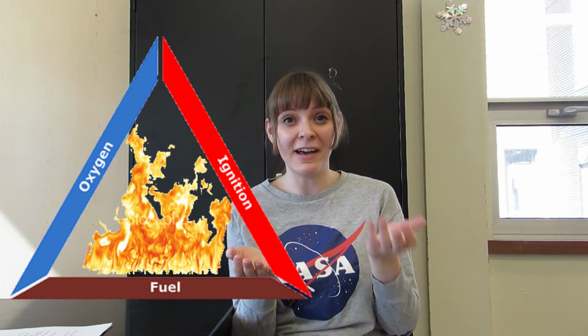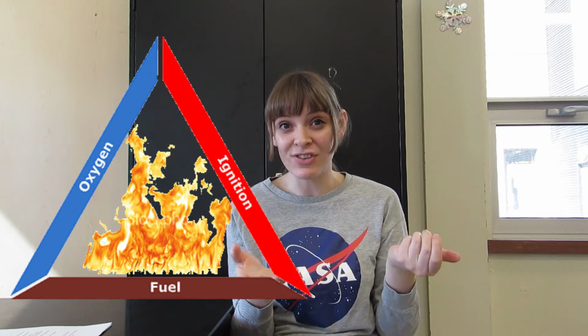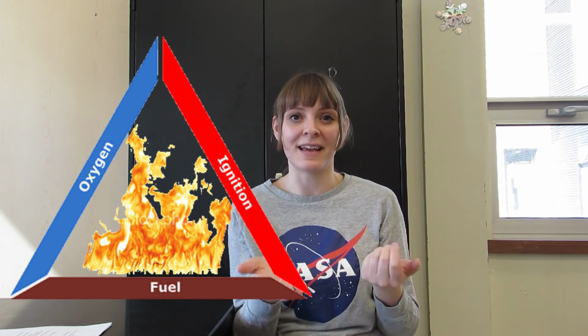You also need to have oxygen. If you take away the oxygen, then the combustion reaction dies down. This triangle is often used by firefighters when combating fires. Firefighters will often try to control the fire by either taking away fuel or suppressing the oxygen in the area.